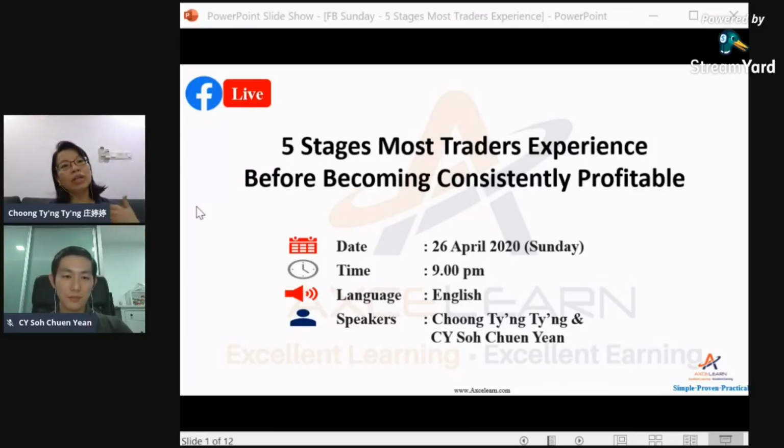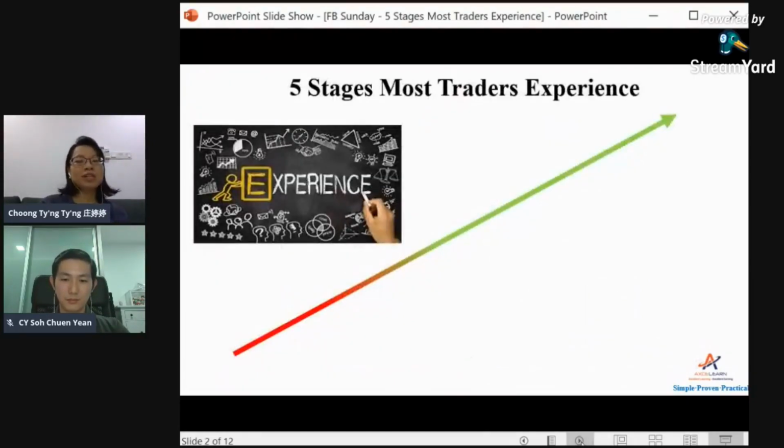Now, you really need to understand what are the 5 stages that most traders are going to experience, and you need to identify which stage exactly you are in. From there onwards, you might be able to know what you should do and how to progress. Along the way, we'll let you know exactly what you need to do and how to progress to the next stage. Now, let's start with the first 5 stages most traders experience.